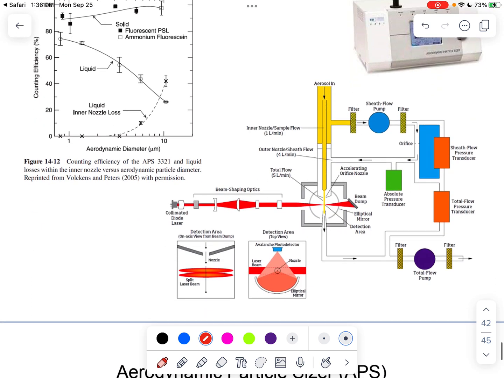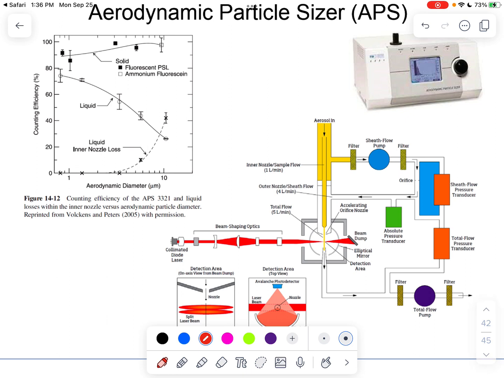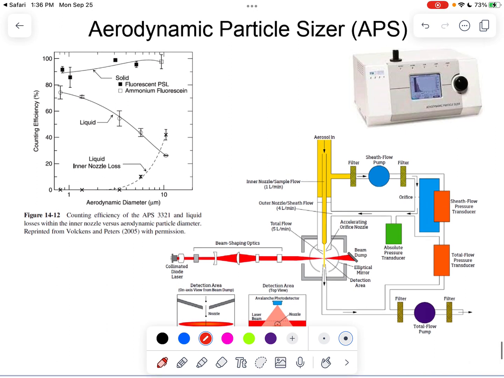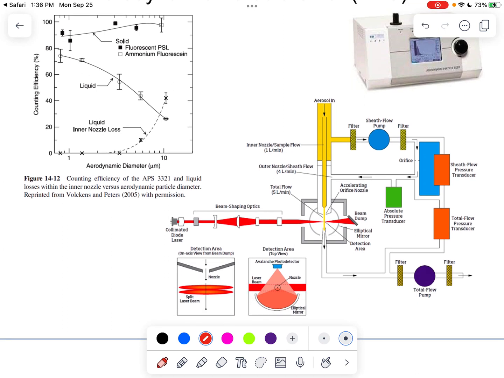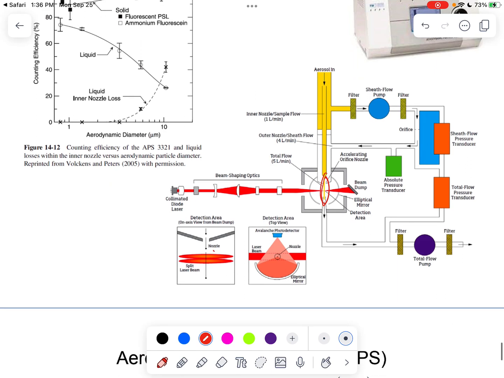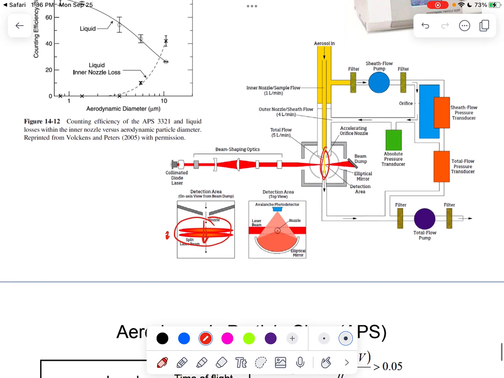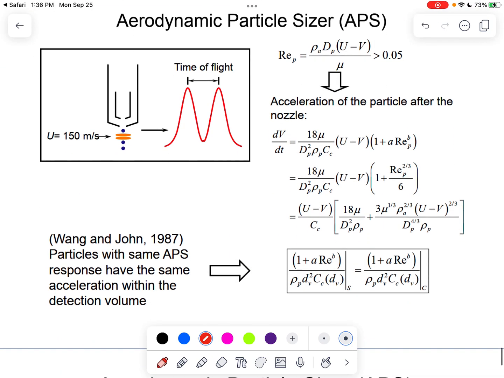So finally, I want to introduce the aerodynamic particle sizer, right? The aerodynamic particle sizer is basically, I would say, a commonly used instrument to monitor the aerosol size distribution in the supermicron range. It works in a way that it introduces the aerosols through a nozzle, and then there are two laser beams that characterize the time of flight, how much time it needs for the particles to go through these two laser beams or two laser sheets.